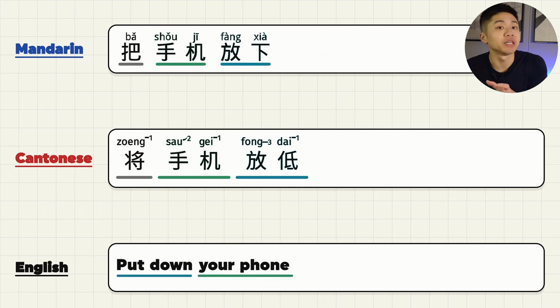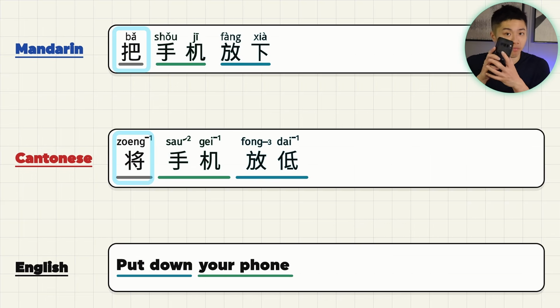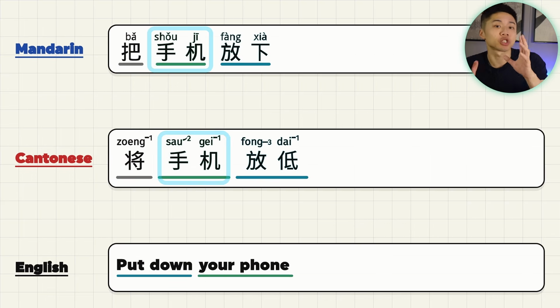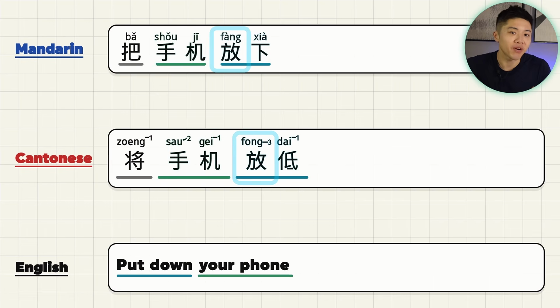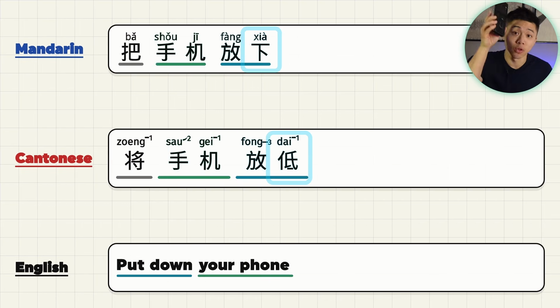It just means make sure the phone achieves the result of being put down. That's what it's saying. So 把手機放下. Okay, 將手機放低. So 將把 means like take it. That's the focus on the object. 手機 phone, 放 means to put it down. And then 下 or 低 is basically the result of being put down.